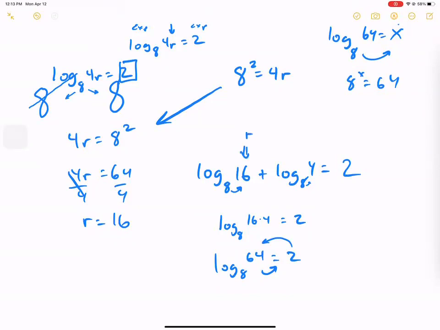Would I have known this? Nope, not automatically. And this is one of our easier questions. So if we can use our log rules to solve for easy logs, we can definitely solve for ones that are not simple whole numbers, but would be decimals. And we would for sure have to use a calculator to solve for these.